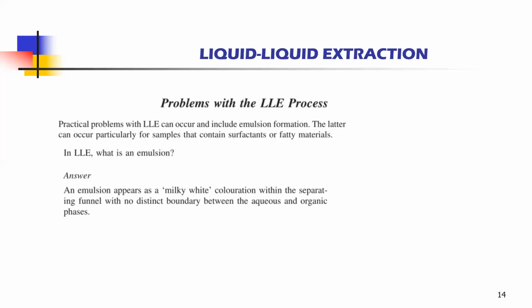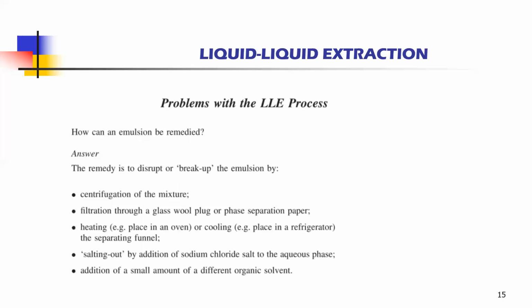So for samples that contain surfactant or fatty material, the cleaning action of soap or detergent is also based on the formation of an emulsion. Here we are not going to have the separation of the solute molecule, but the boundaries will simply be lost. We are not going to have distinct phases observed. So there will be a problem with the liquid-liquid extraction process when we form an emulsion. Now, how can an emulsion be remedied?